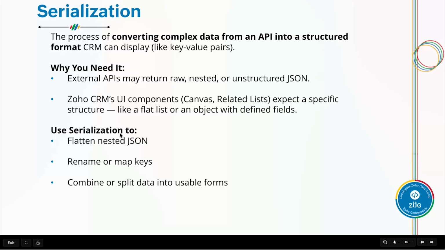You can use serialization to flatten nested JSON. You can rename or map keys. You can also combine or split data into usable forms. So how do you achieve serialization? It's just a piece of JavaScript code.